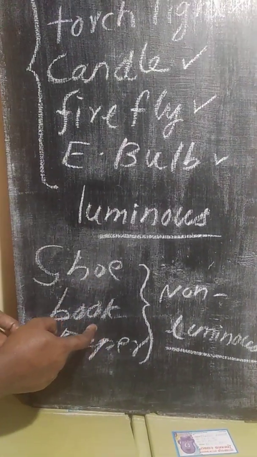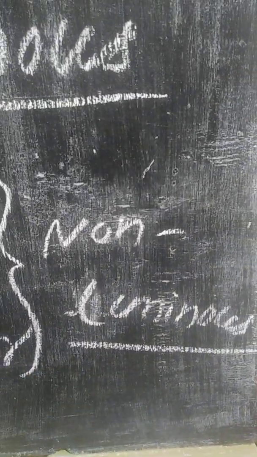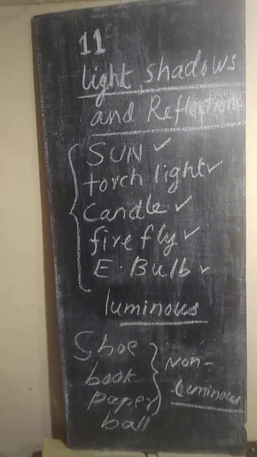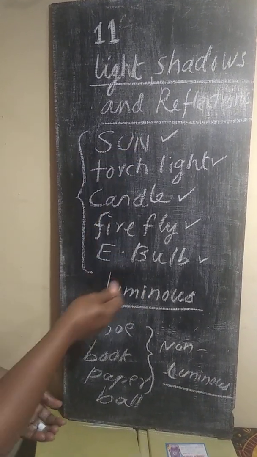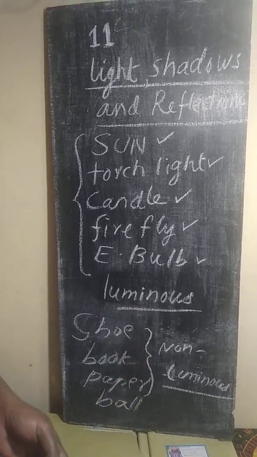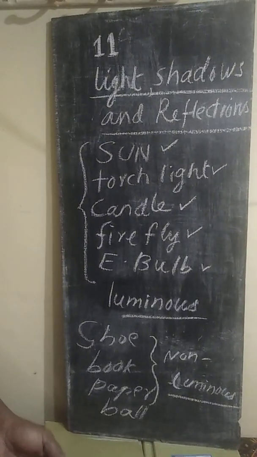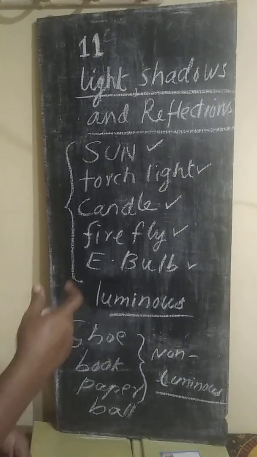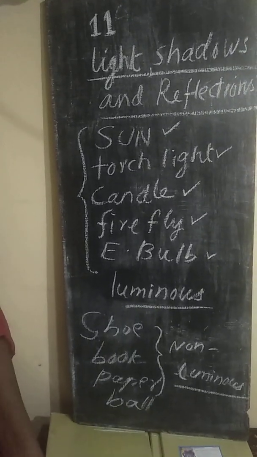So these are some of the non-luminous objects. Shoe is a non-luminous object. Book is non-luminous. Paper does not have its own light, so it is also called non-luminous. Ball is a non-luminous object. Clear? Non-luminous means the objects which do not have their own light. Luminous objects have their own light, but non-luminous objects don't have their own light. They use some other sources of light to be visible. So these are the two different types of objects. Children, I hope you understood the difference between luminous objects and non-luminous objects.